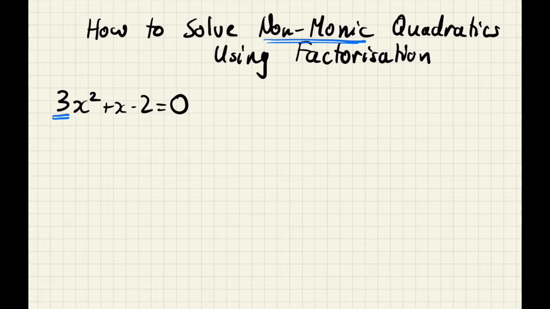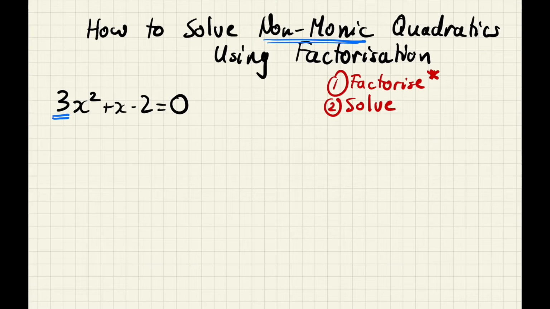So this process is a little bit different, but still mostly the same compared to the process used for solving monic quadratics. What we do is, like we normally would, first of all, we need to start with factorizing our quadratic, and then we solve. The difference is with the process of factorization.